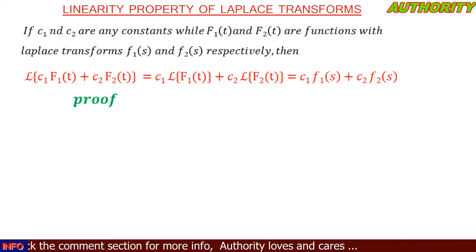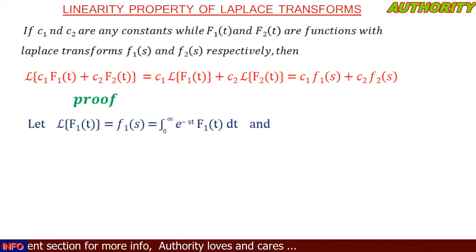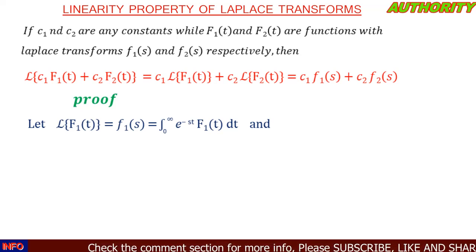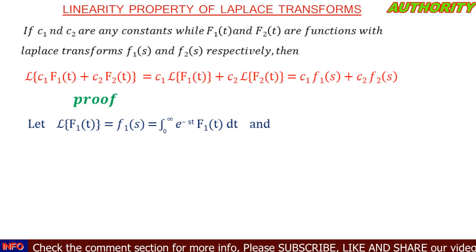Let's take a look at the proof to see if we can grab one or two things here. Now let's go. First of all, we are going to say let the Laplace transform of f1 of t be equal to f1 of s. That is when we transform f1 of t, what it will give us should be f1 of s. You see this Laplace symbol, we call it Laplace transform operator. So when this Laplace is operated on f1 of t, the outcome should be f1 of s. So when we see this f1 of s or f of s, we should know that this is a Laplace transform. It has been transformed already.